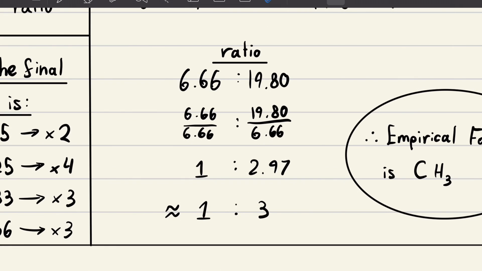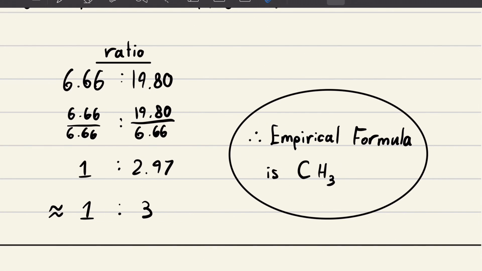Now, when you're doing empirical formulae, you're going to get a lot of decimals, and it might get really hard to determine whether you should round up, round down, multiply, divide, and so on. But in this case, since it's 2.97, it's very, very close to 3. So you just estimate it as 3. And so you find that the ratio between carbon and hydrogen is a 1 to 3 ratio. And so the empirical formula is CH3.